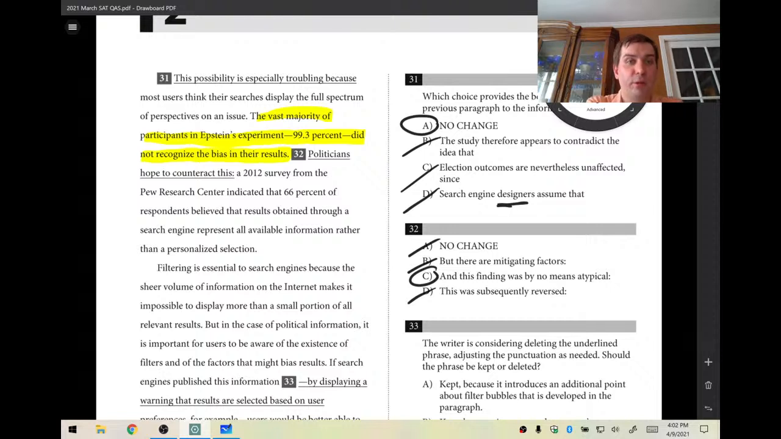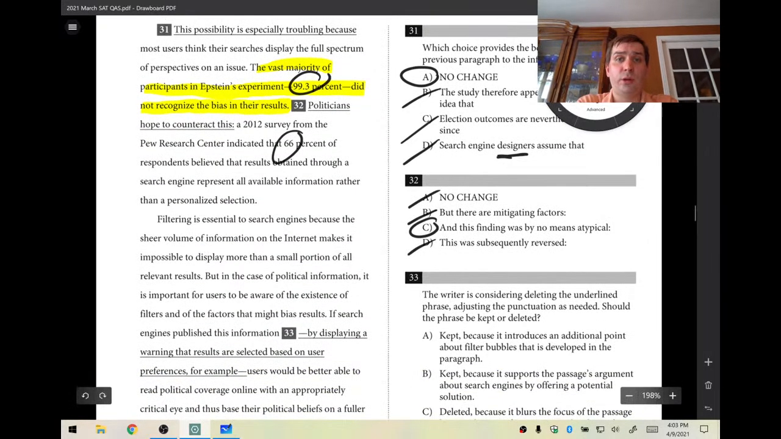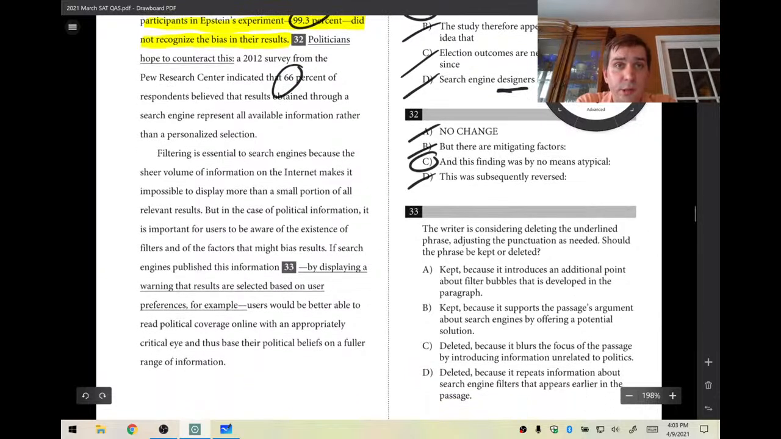C, this finding was by no means atypical. Here's an example of a similar finding. A 2012 survey from the Pew Research Center indicated that 66% of respondents believed this. So 99.3% is huge. 66% is huge. So I'm going to say that that is the best evidence for 32. That is the answer choice C.